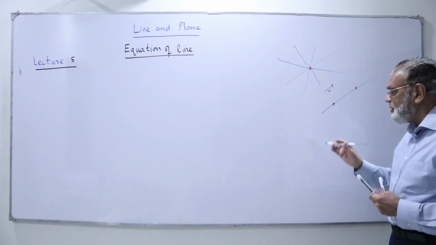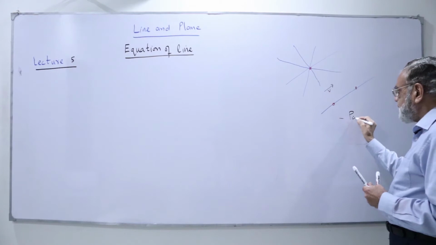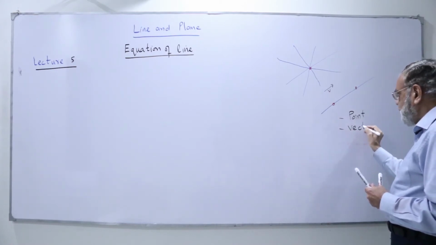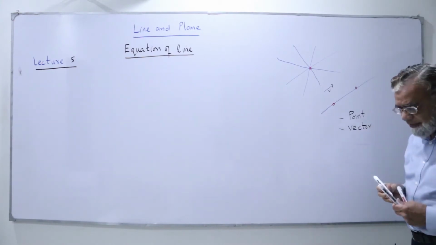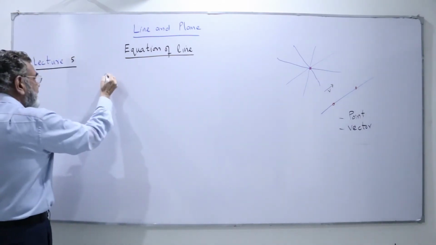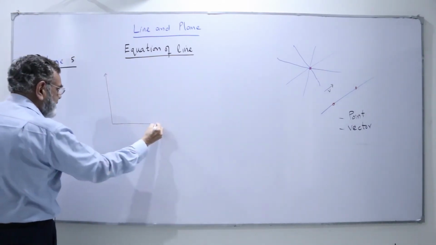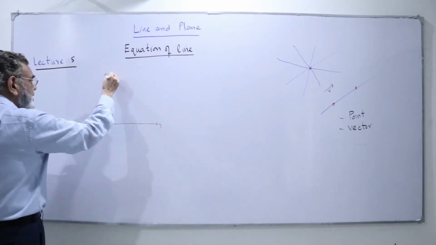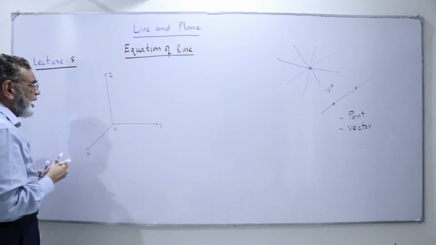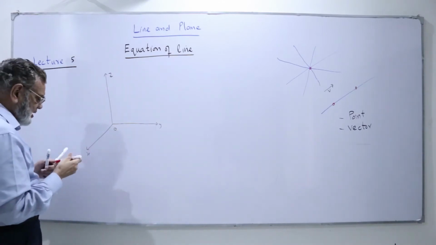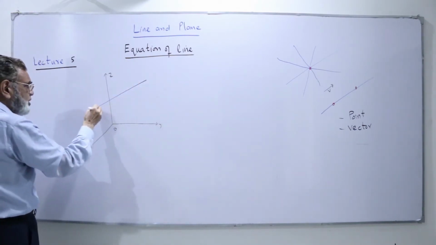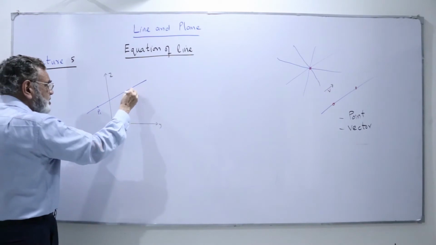So to write the equation of the line, we need 2 things. We need a point and we need a vector. Or we say we need 2 points. When we have these 2 things, we can find the equation of the line. I take the 3 dimensions. This is my z-axis, this my y-axis, and this my x-axis, and here is my origin. I have 2 points in this space, and there is a line passing through these 2 points. This point is P1, and this point is P2.